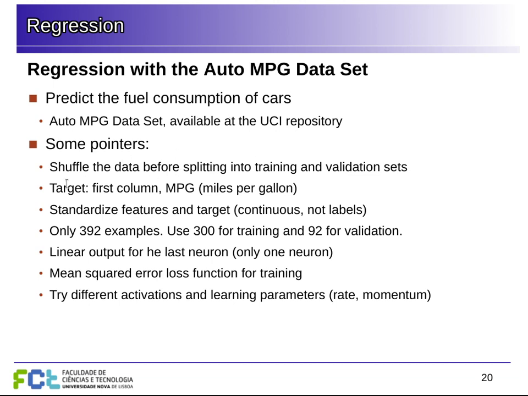So some things that you should do: shuffle the data before splitting into training and validation. So now we're going to start worrying about overfitting. We're going to look at validation sets. So first, shuffle everything because we don't know what criteria were used to order the examples in the file. Then we have the target in the first column, which is the miles per gallon, and we're going to standardize everything.